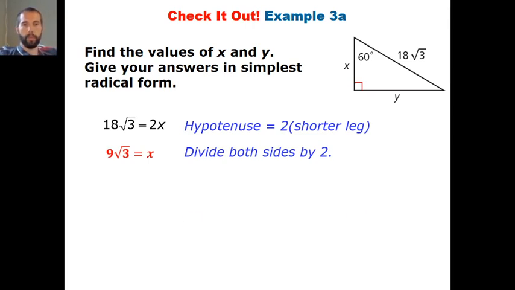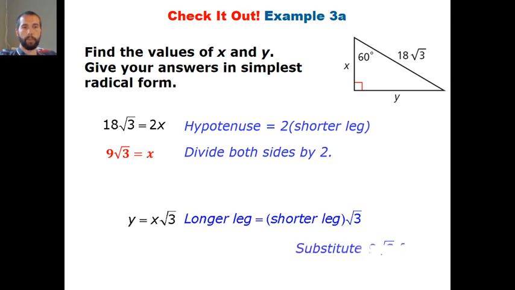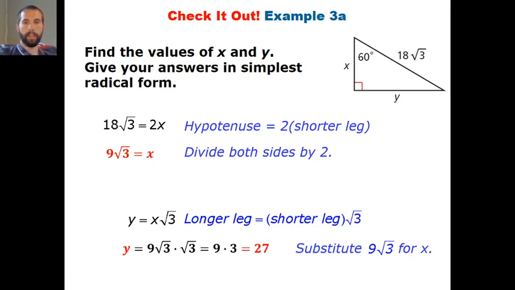Now that we have the short leg, we can get the long leg. So we're going to take the short leg and multiply it by the square root of 3. So we do 9 radical 3 times radical 3. The square root of 3 times the square root of 3 becomes the square root of 9. The square root of 9 is 3, so we do 9 times 3, which is 27. So the length of the long leg is 27.